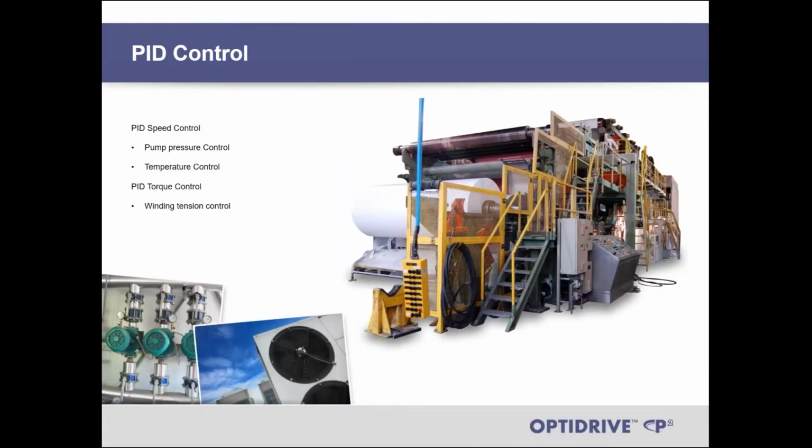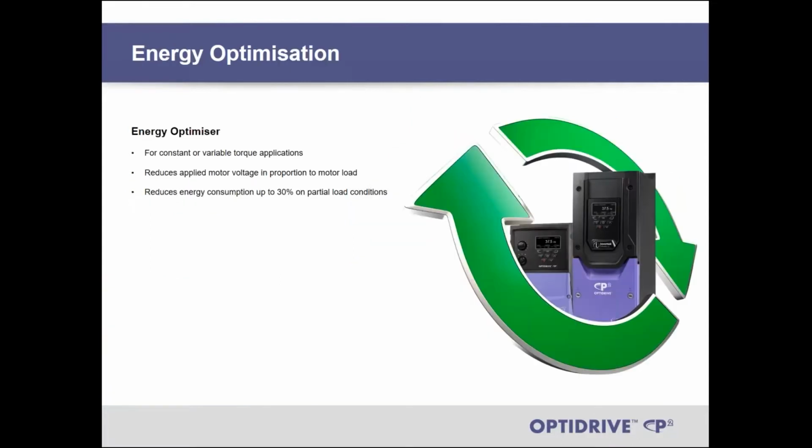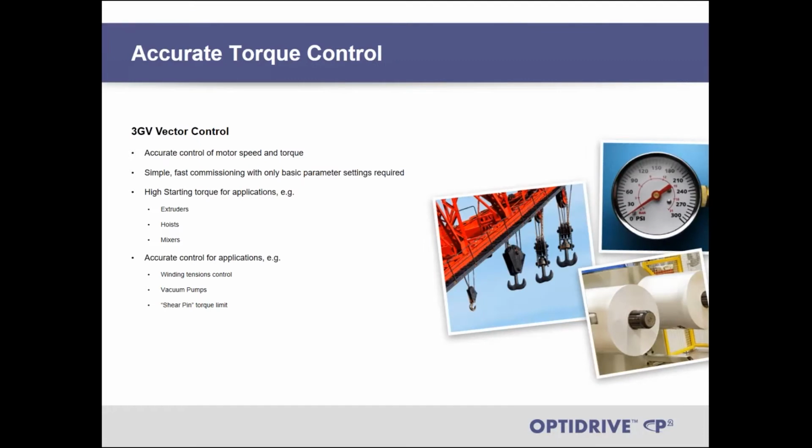You also have a full PID, instead of only the PI available in the E3 drives. This can be used for speed control in the vector speed vector control, or for torque control, for example, in winding machines, as you can see here in the picture. This is the 3GV vector control, as I told you before, the third generation vector control. You can use it also, as you can see, for cranes or for hoists.